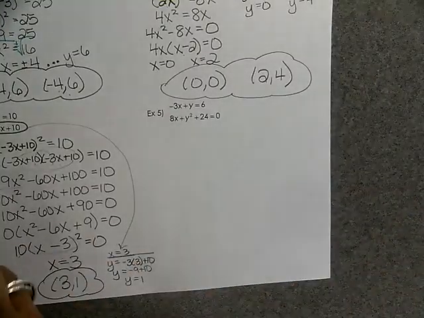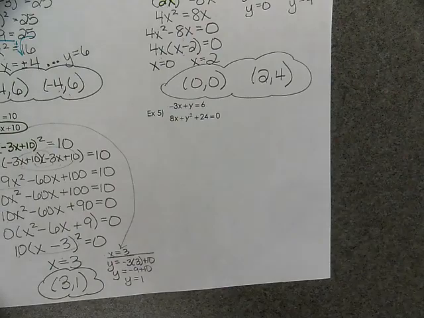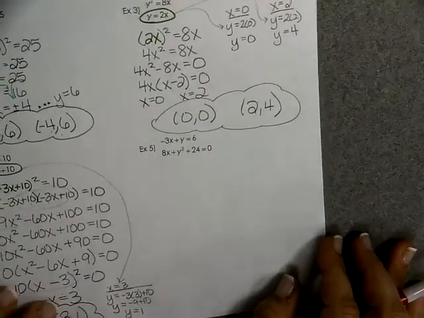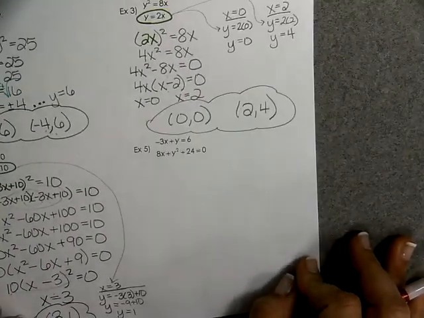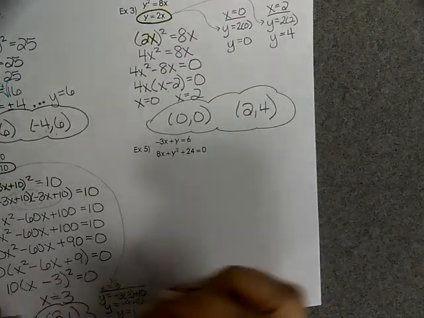Okay? All right, let's look at example 5. In example 5, well, let's see, we don't have any variables isolated.